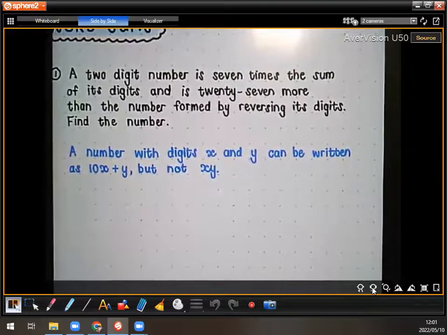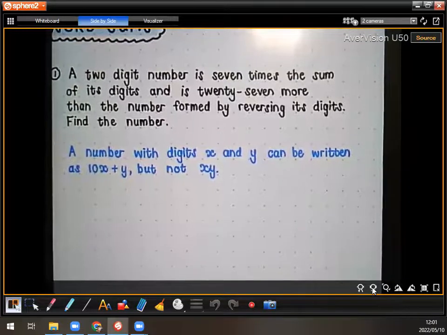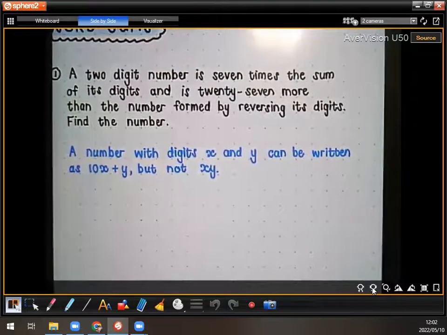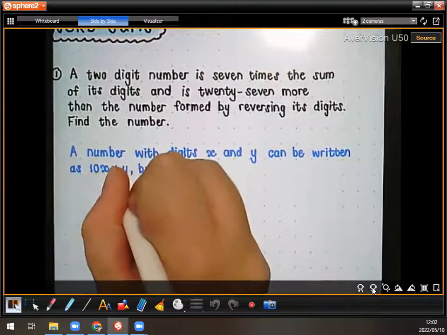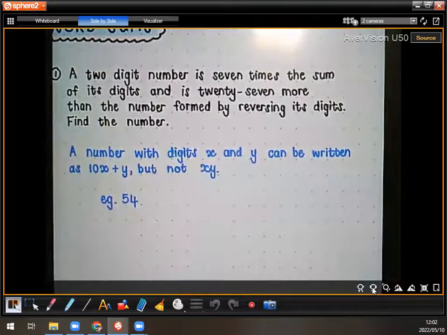So guys, they give me a lot of two-digit numbers. Just give me any example of a two-digit number. I don't want to use the same number. Okay, let's go with 54. So I'm going to say here, for example, 54. Guys, are we all in agreement that 54 is a two-digit number?